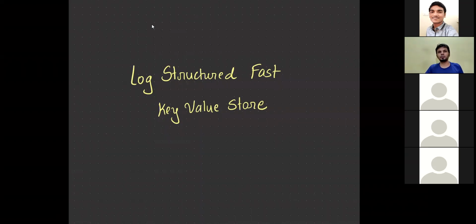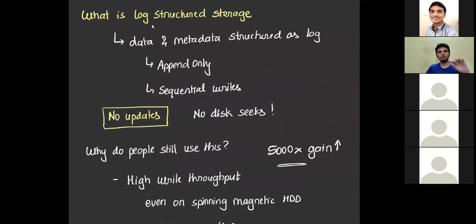So we'll try to build a key value store using log structured storage. In log structured storages in general, any file you open will always be open in append only mode. The writes have to be sequential. You cannot make any updates to existing entries in the file, which means no disk seeks are allowed when you're writing. When you're reading, you may do a disk seek and read it. But for writing, you are not allowed to do disk seeks.